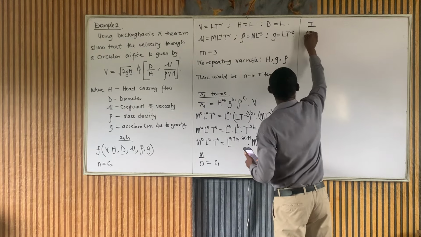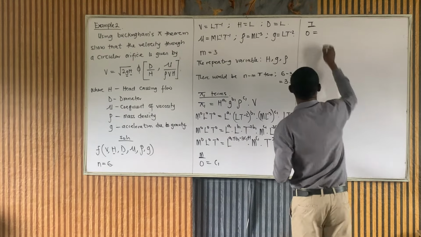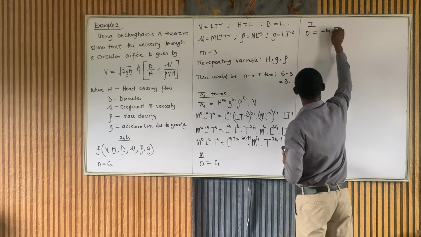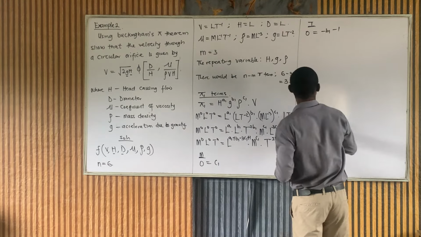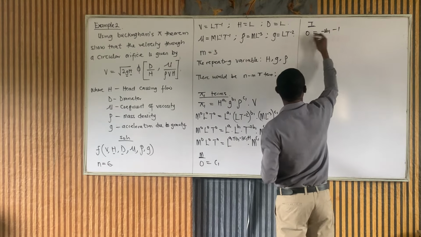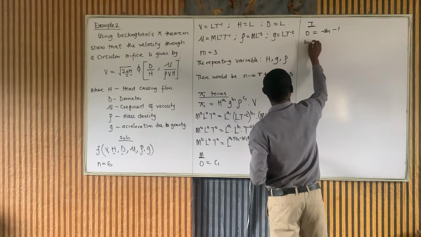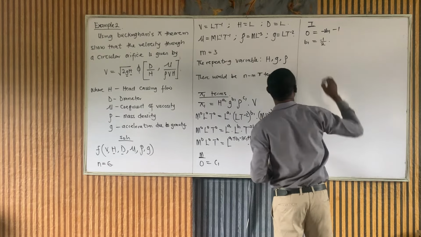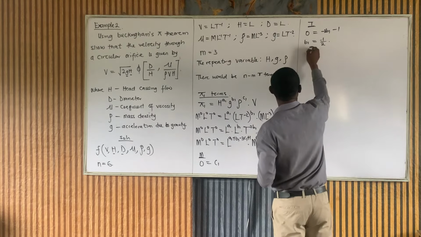So 0 is equal to, for the T here we have minus 2b1 minus 1. So this we have minus 2b1. So we can say that b1 is equal to minus 1 over 2. Okay, the next is for the c now.